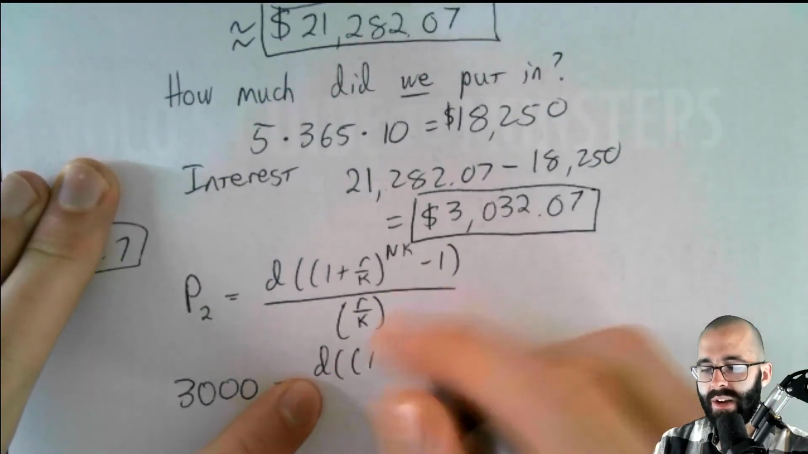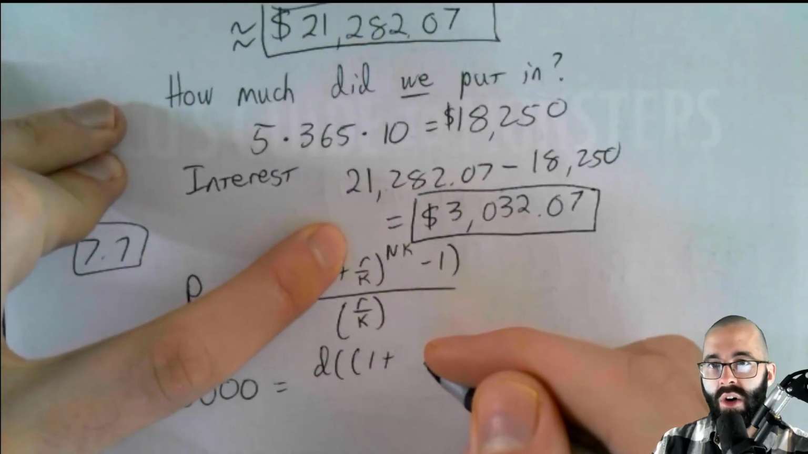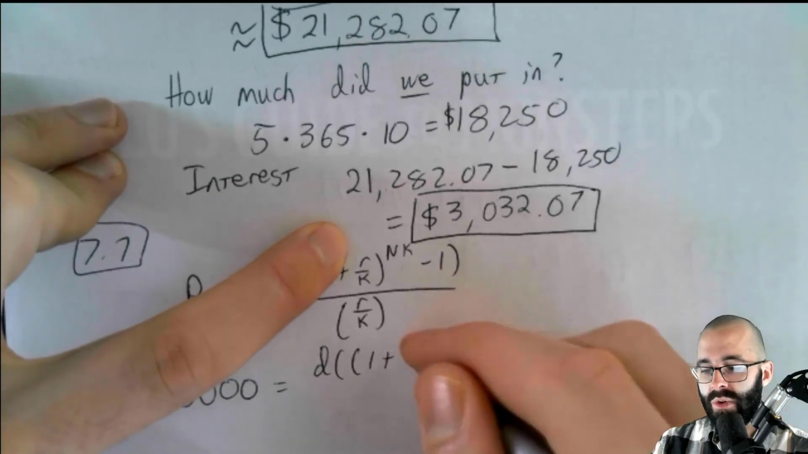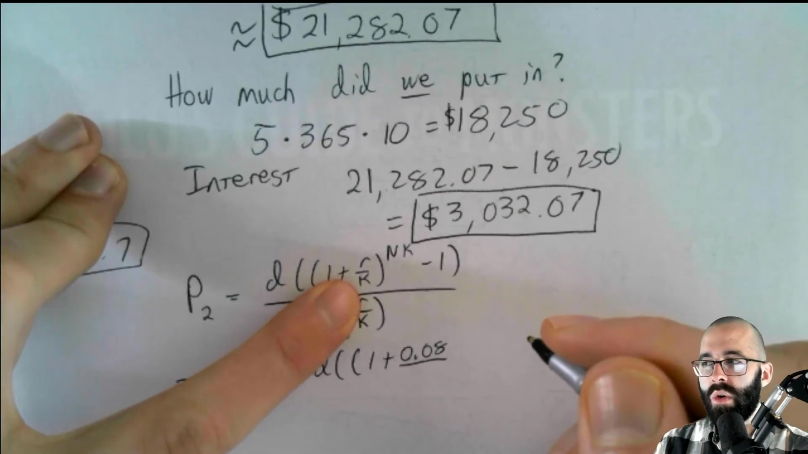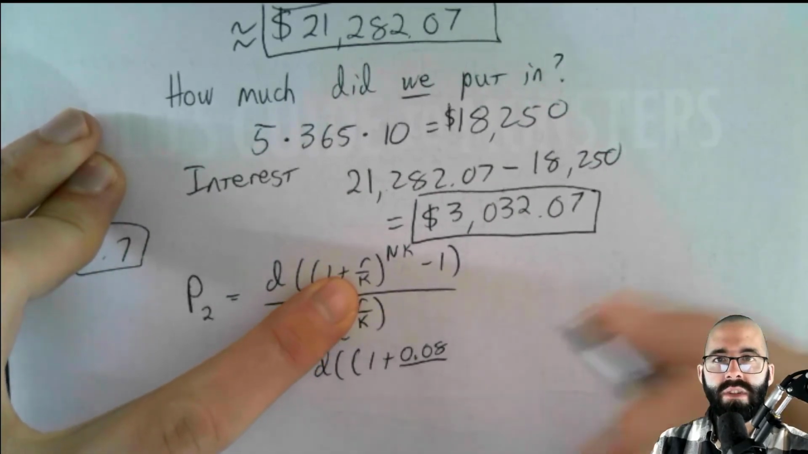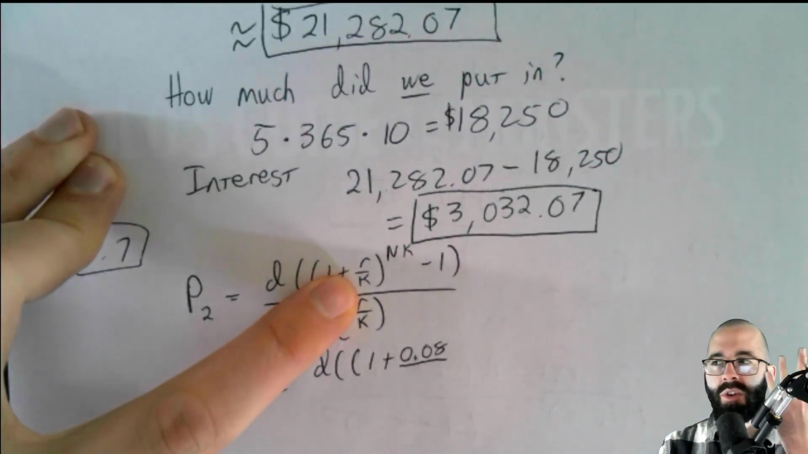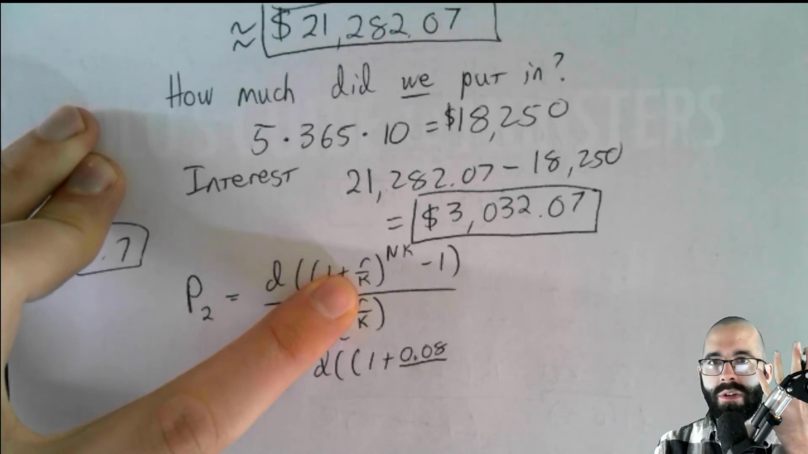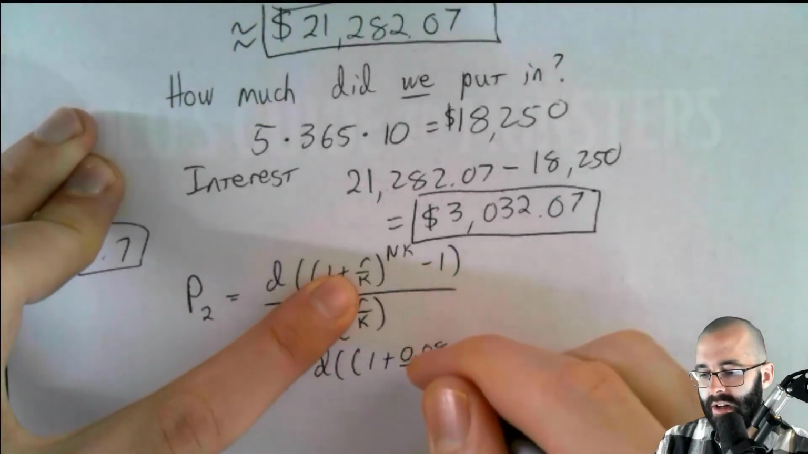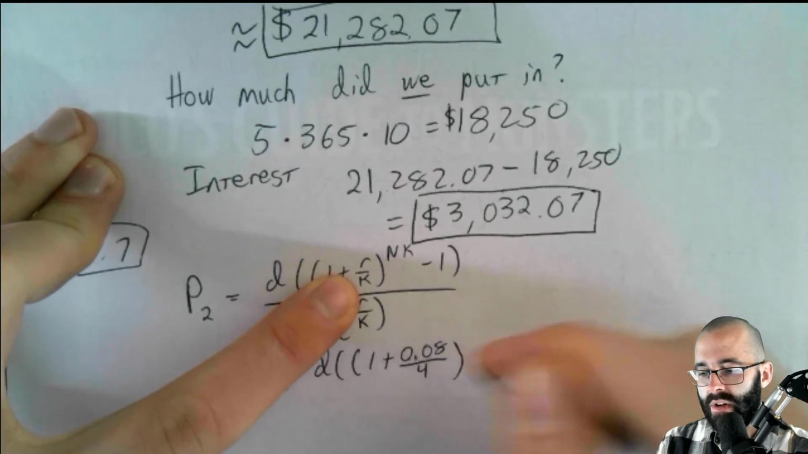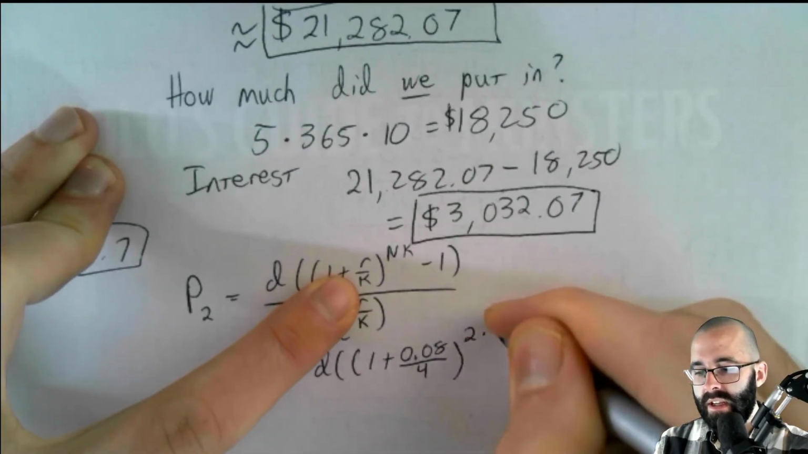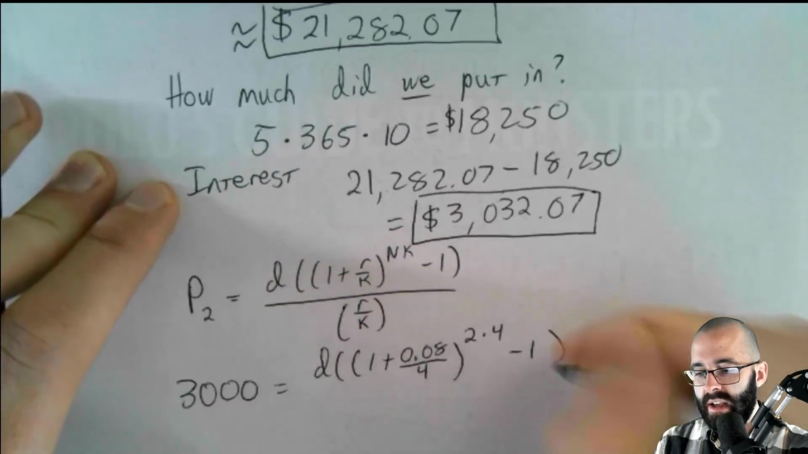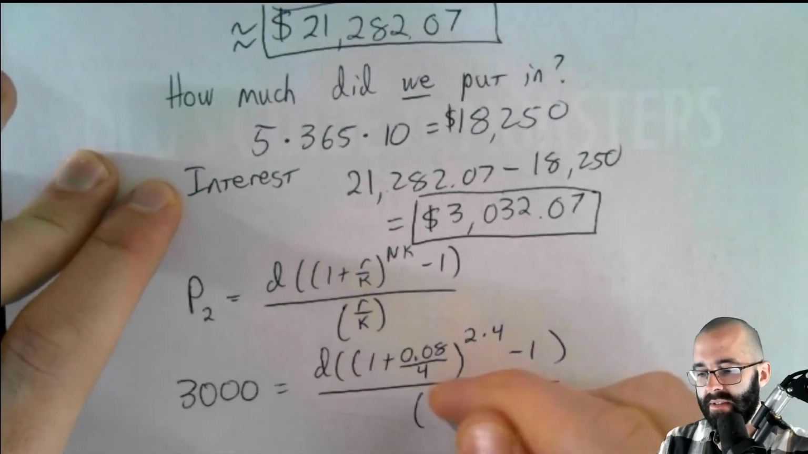We do know the interest rate. The interest rate is R. We were told that we have 8% interest, compounded quarterly. Quarterly means the year is split into quarters. There are 4 quarters in a year, so our K value is 4. It's 2 years, so N is 2. K value is still 4. And we're just filling in the blanks.